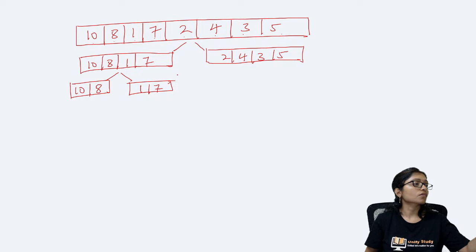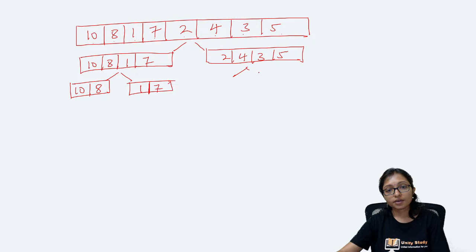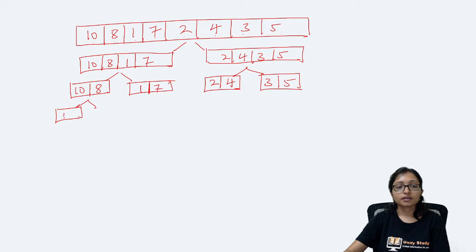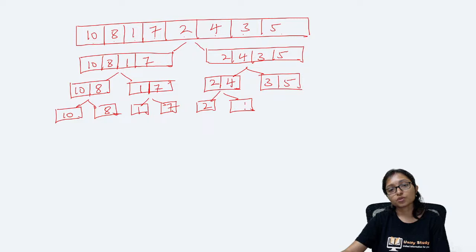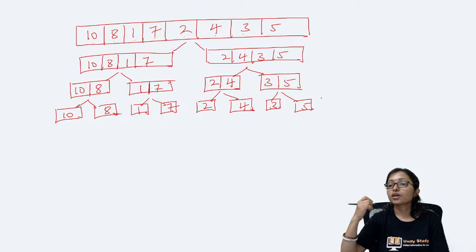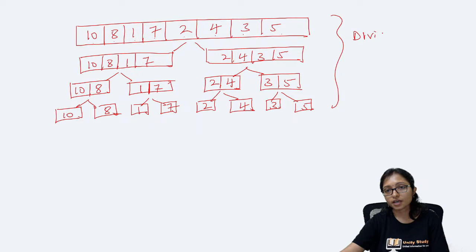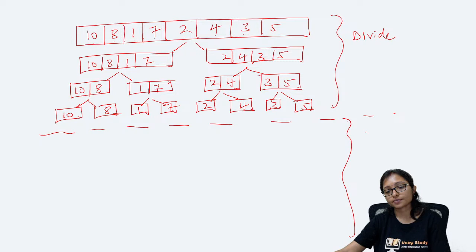Okay. Now after that, what will happen? Again, I will divide into two parts: 2, 4, 3, 5. Again, I am dividing 10, 8, 1, 7. Here, what will be? 2, 4, 3, 5. Now, we will start merge. This process is called divide. Here, we are dividing. Now from here we will start merging.